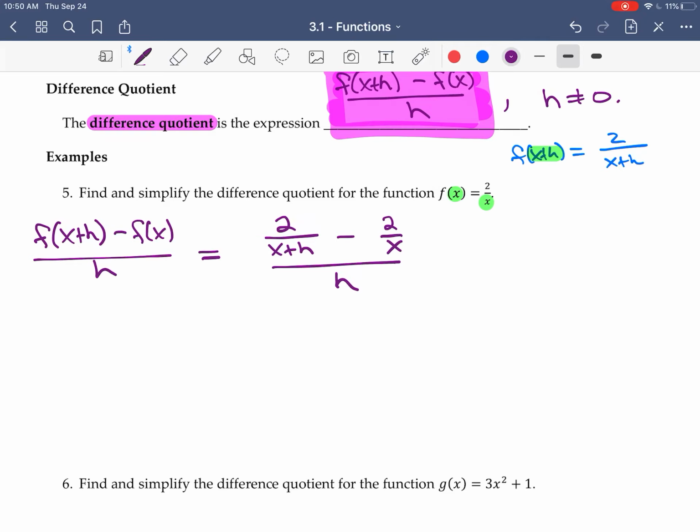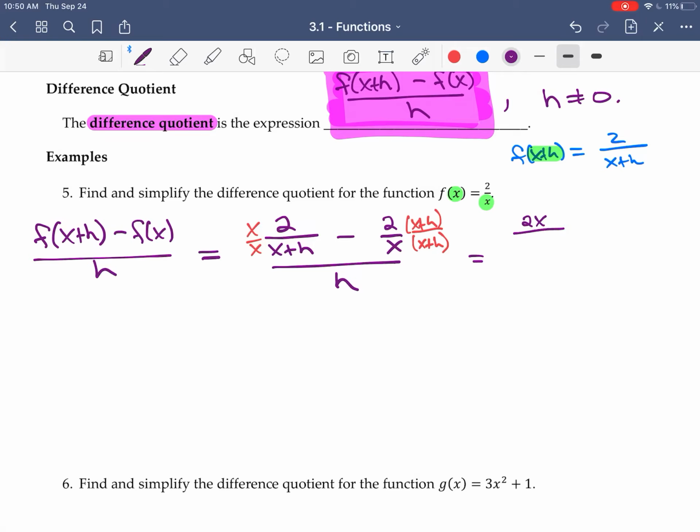There's obviously different ways to simplify. We've done things like this before. This is a complex fraction, so you can kill off the denominator, or you can make a common denominator and simplify the top. That's what I like to do. So I'm going to multiply this term by x over x, and this term by (x plus h) over (x plus h) to make a common denominator there.